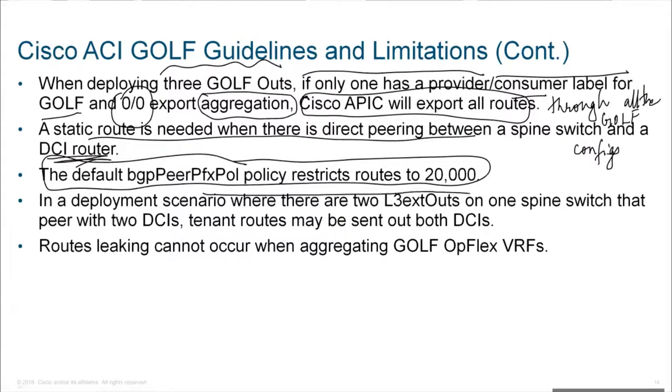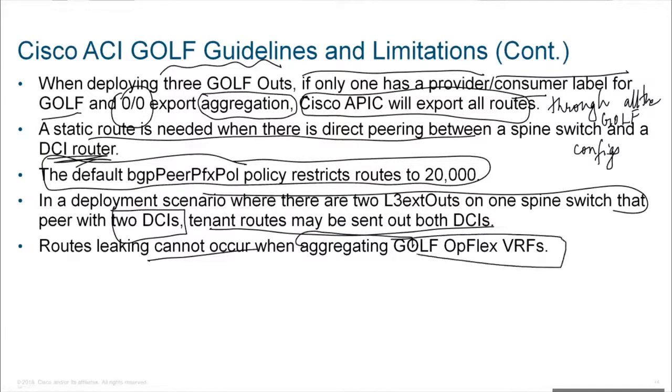Where there are 2 layer 3 outs on 1 spine switch and they pair with 2 data center interconnects. Remember, layer 3 outs typically mean WAN connection, but suppose you use that same one for your data center interconnect. It says your tenant routes will be sent out both, even if you do it on one of them. Route leaking cannot occur if you aggregate. Aggregate is sending your default route. Okay. So these are some limitations when you implement GOLF.